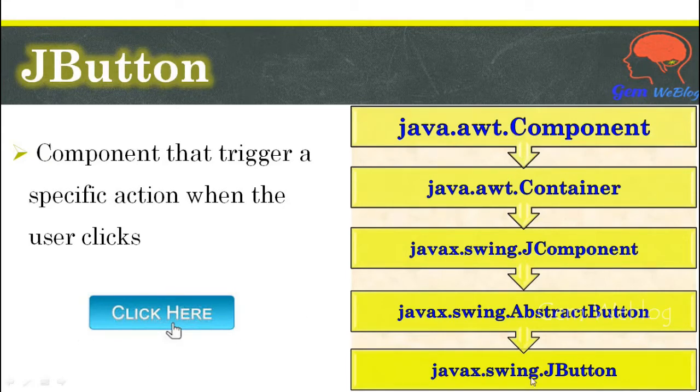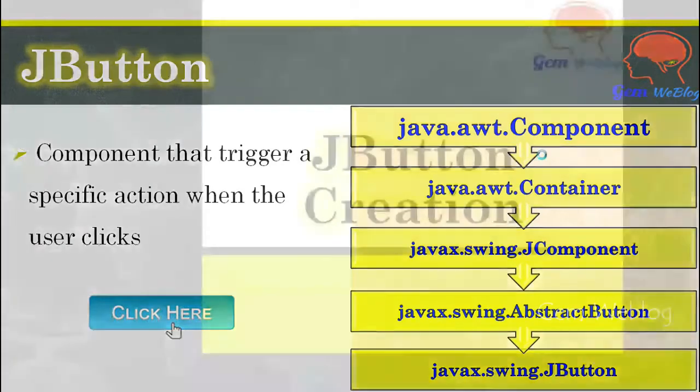When you come to the hierarchy, JButton has been derived from the AbstractButton class, and it has been derived from JComponent. JComponent has been derived from Container. Container has been derived from Component.